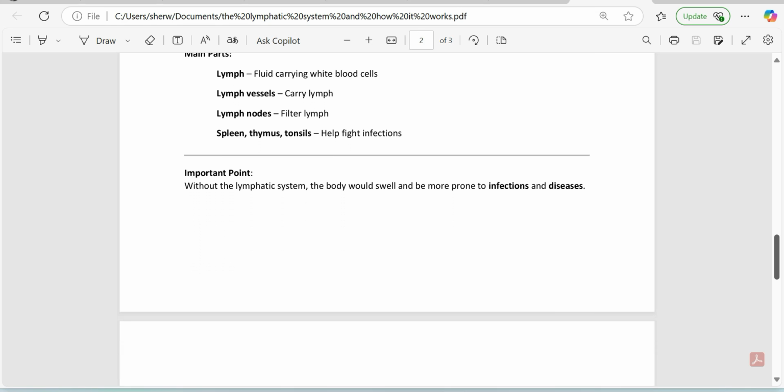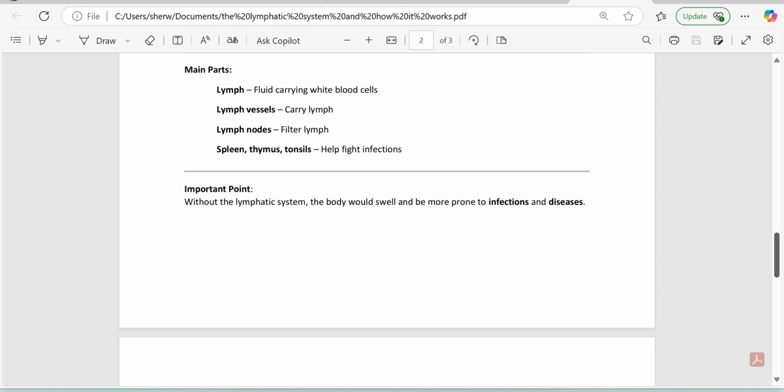Main parts. Lymph, fluid carrying white blood cells. Lymph vessels carry lymph. Lymph nodes filter lymph. Spleen, thymus, tonsils help fight infections. Important point: without the lymphatic system, the body would swell and be more prone to infections and diseases.